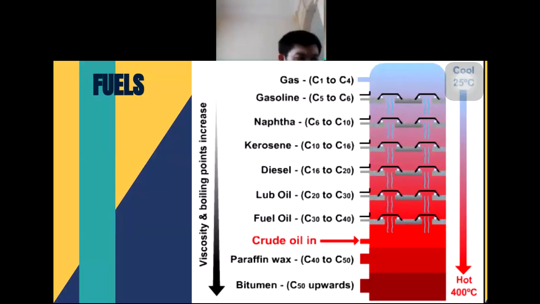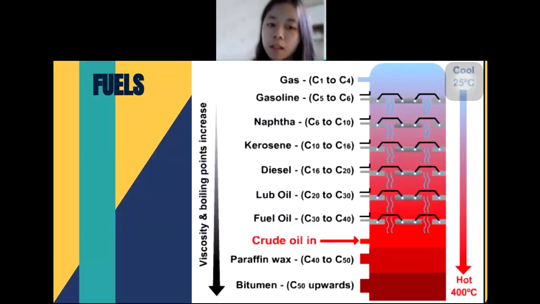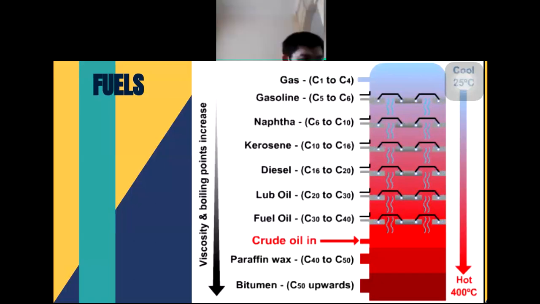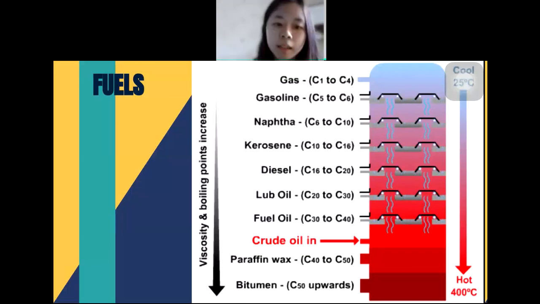So refinery gas, or usually we call it LPG, it's usually made up of propane or butane, and then they're at 25 degrees Celsius, gasoline at 30 degrees Celsius, naphtha at 110 degrees Celsius, kerosene at 180 degrees Celsius, diesel oil or gas oil at 260, fuel oil at around 300 degrees Celsius, lubricant oil at 340 degrees Celsius, and residues such as bitumens or asphalts at 400 degrees Celsius.